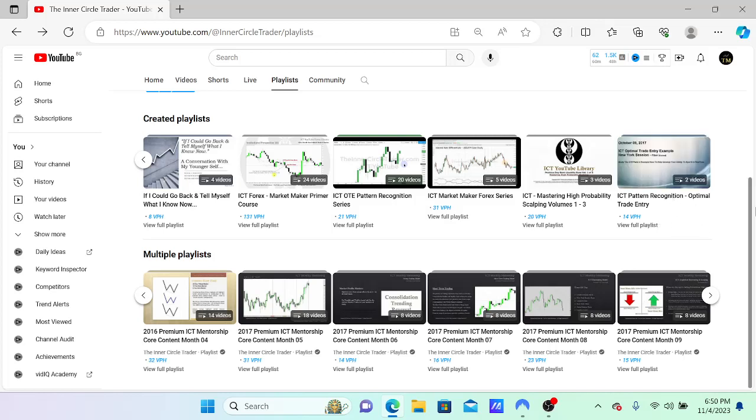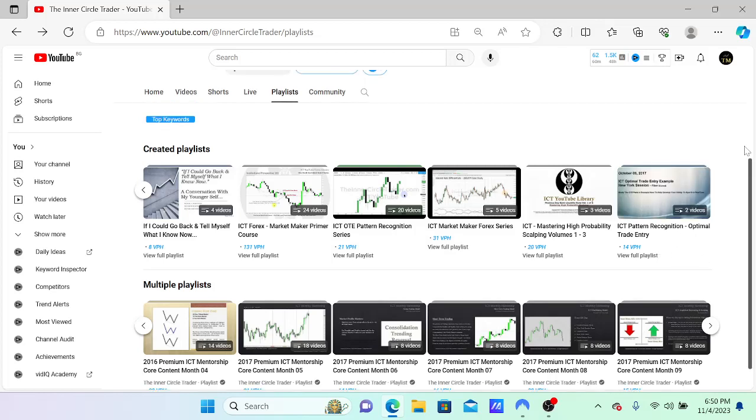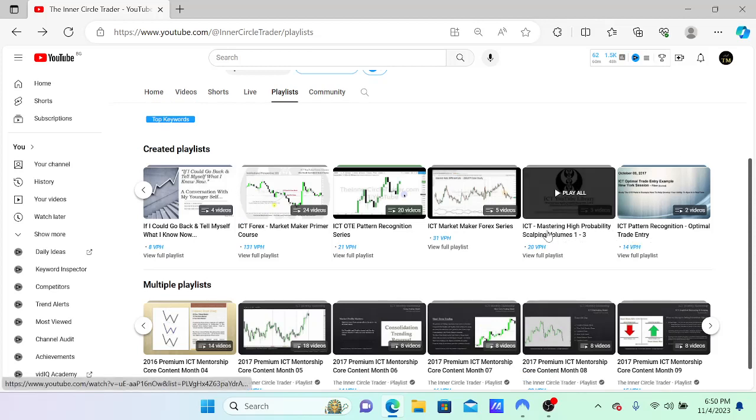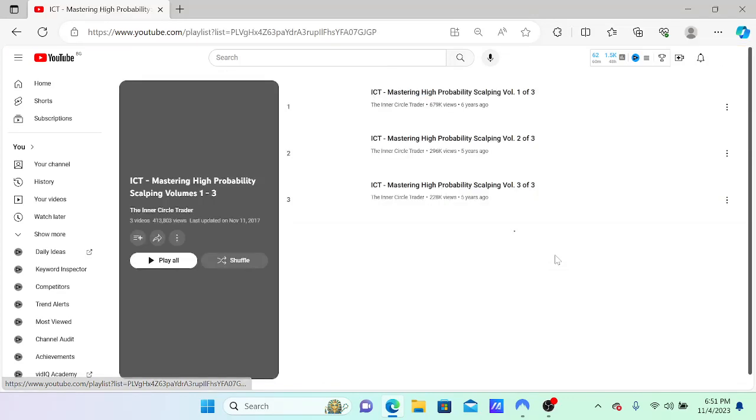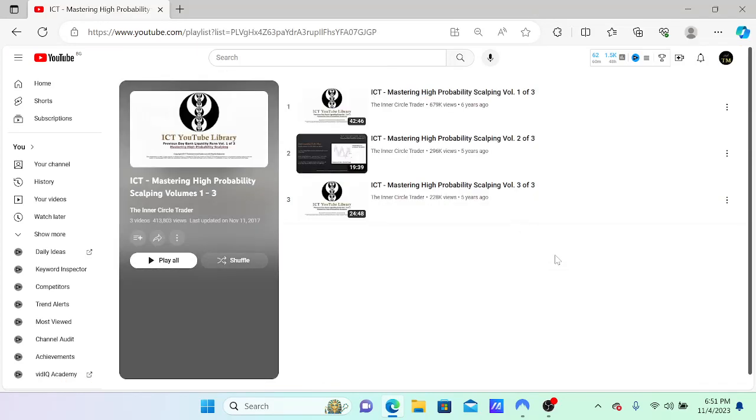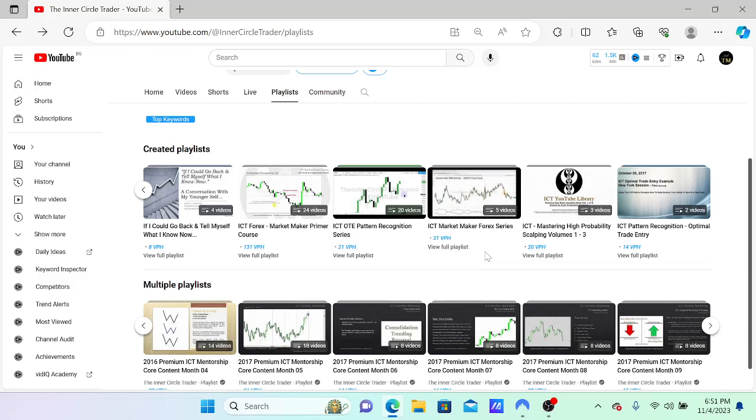Like optimal trade entry. If you want to experiment around with that, you can. I love this series as well. Master High Probability Scalping. This is actually, with my main trading strategy right now at least, I plan on adding a few more different styles coming into next year. But the strategy that I'm trading right now, in regards to the daily bias, has a lot of influence from this series right here. A lot of influence. If you watch the series, you can see the influence it had.